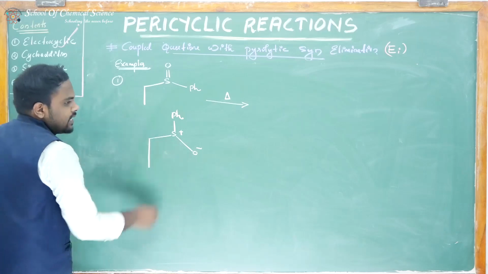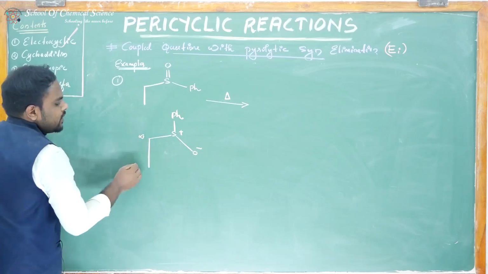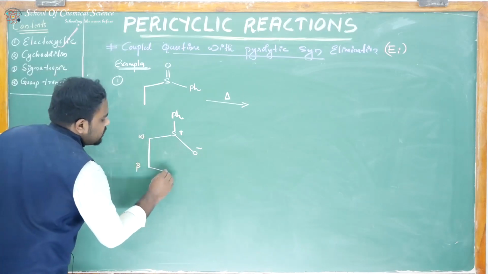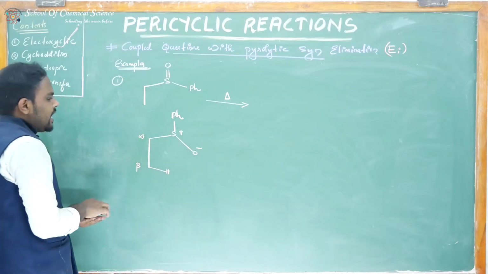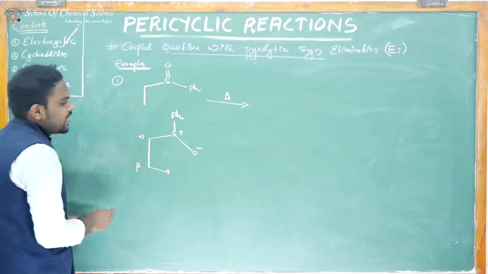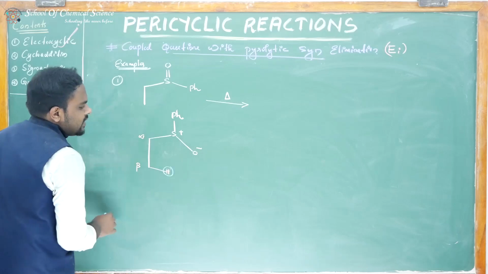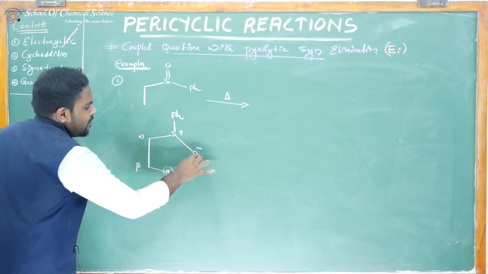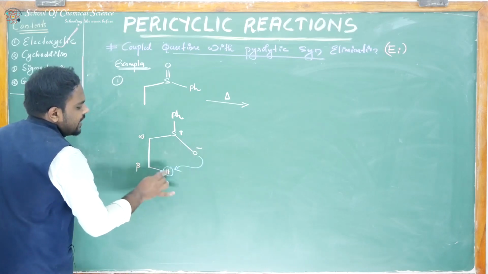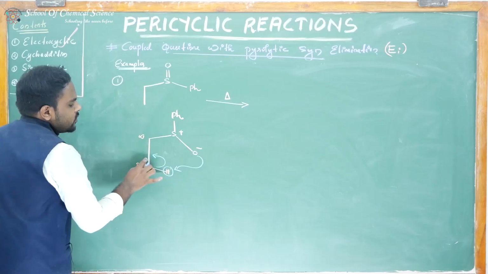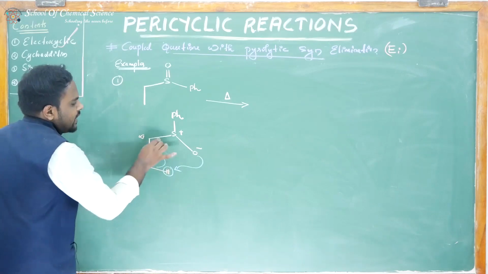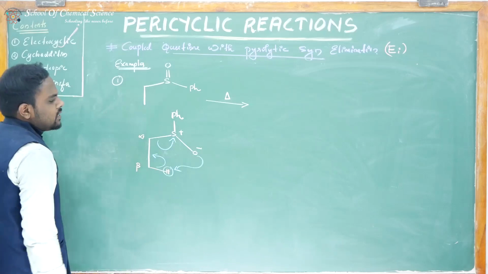Here consider the beta hydrogen. This is the alpha carbon. This is the beta carbon, containing a hydrogen. So this hydrogen is eliminated. This O minus will interact with this hydrogen. This bond will shift towards this alpha beta side. This is moved to the sulfur.